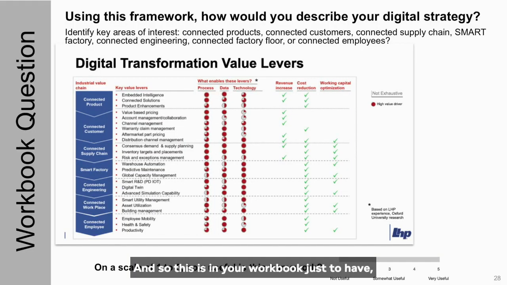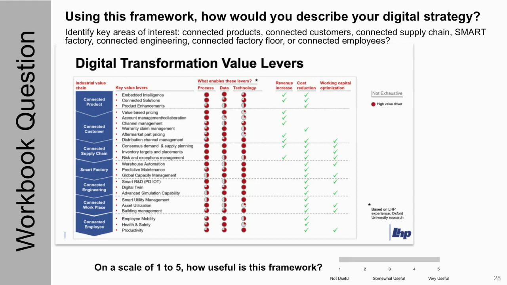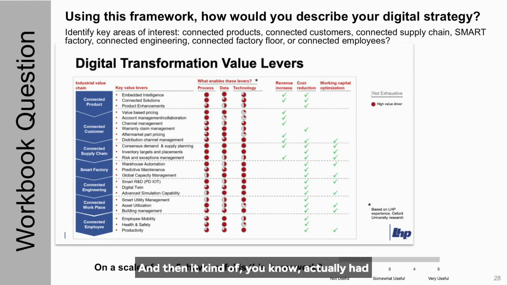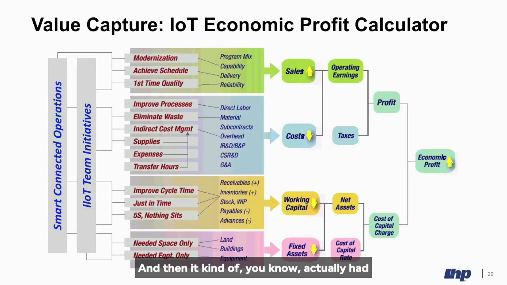So this is in your workbook just to have. It's a pretty cool chart. That's a CEO, CFO kind of a chart. And then we actually had Boeing, as we were doing a lot of this stuff, saying we need a way to help tie this together.